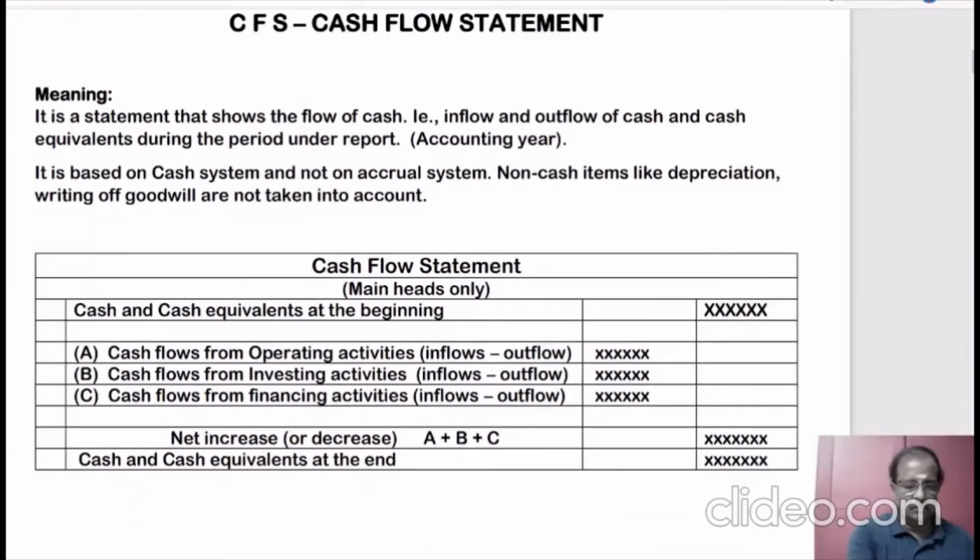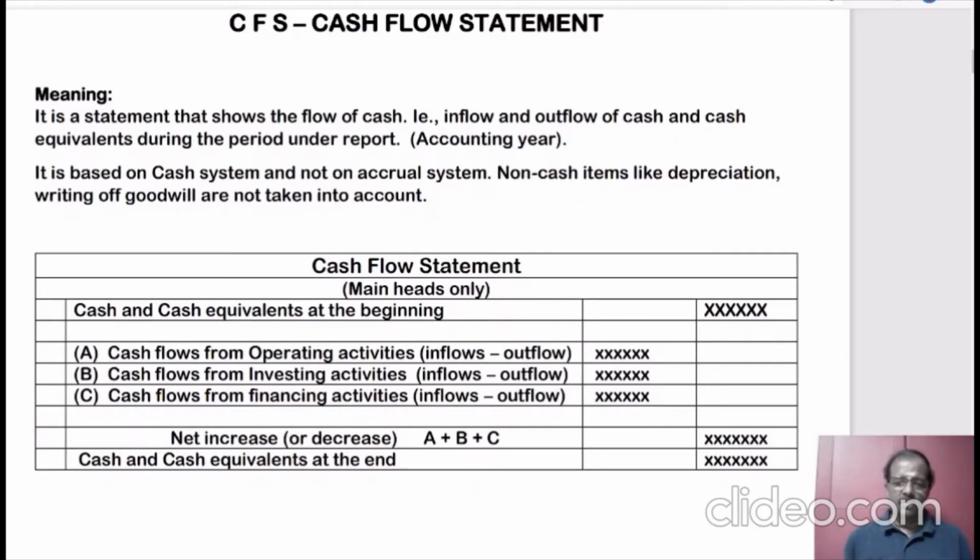Now, for easy understanding, let us take the format of cash flow statement with the main heads of accounts. We start with the cash and cash equivalent value at the beginning of the year, and we continue with the various activities. We may have to either add or subtract each and every activity.